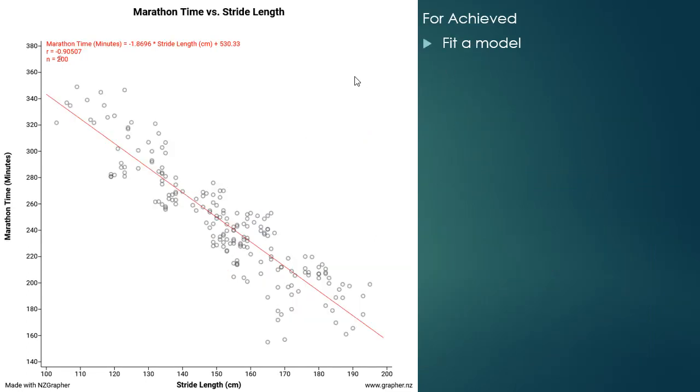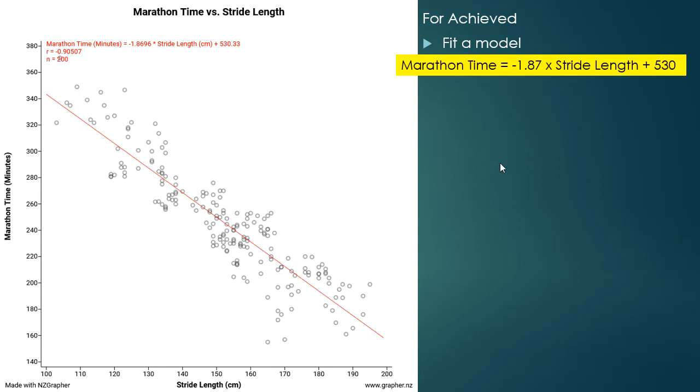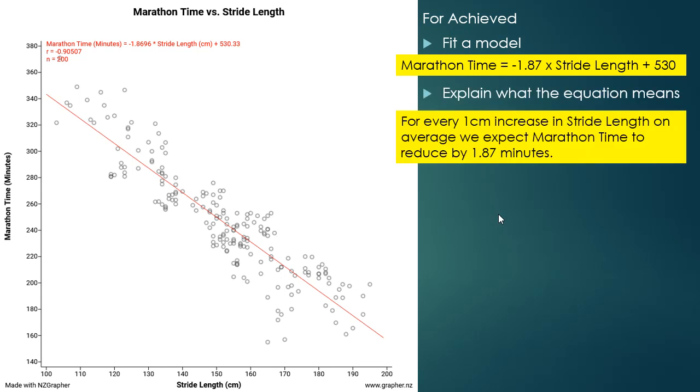In the next example, we have marathon time versus stride length. So we need to fit the model. Again, that's just reading the equation of the line of best fit and putting that into words. So for every 1 centimeter increase in stride length, on average we expect marathon time to reduce by 1.87 minutes. Because the coefficient of stride length is negative here, that means we're expecting marathon time to reduce, and we can see that by the line of best fit sloping downwards from left to right.